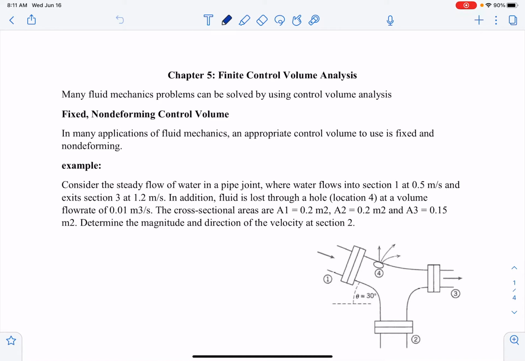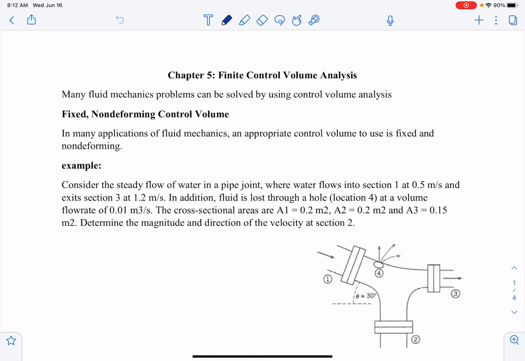Today we are going to talk about control volume and Newton's second law. For control volume, we have several different control volumes. The first one is the fixed non-deforming control volume, and in many fluid mechanics problems, we can use control volume analysis to solve the problem. Good judgment is required in defining the control volume used in solving a problem.